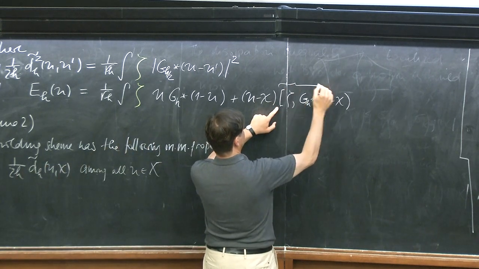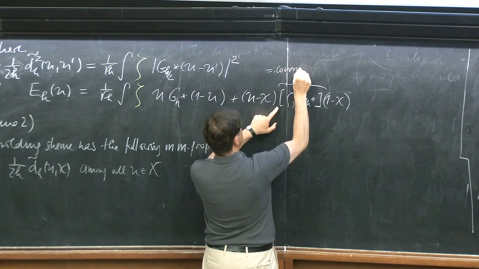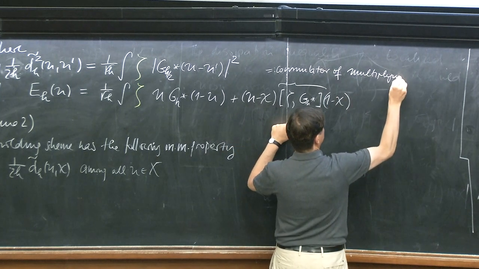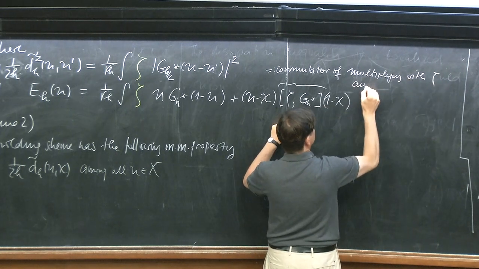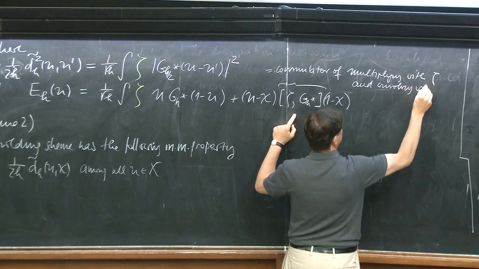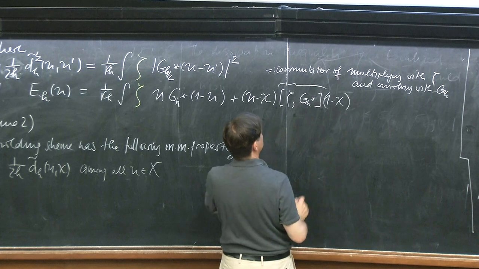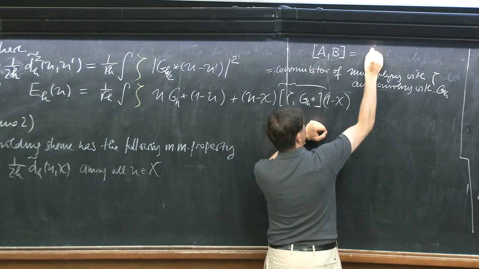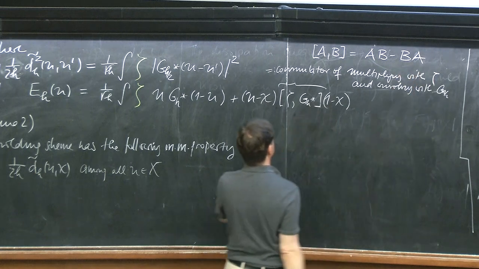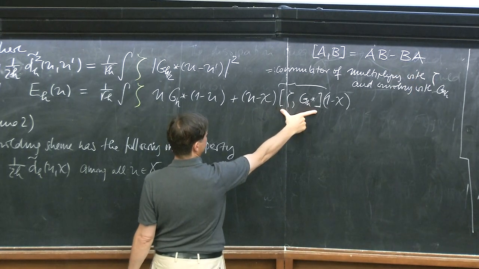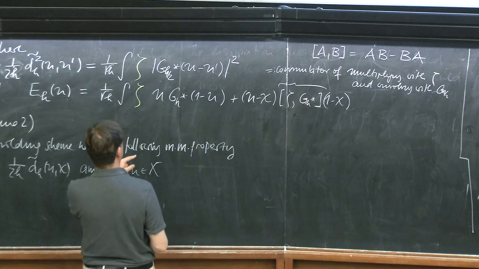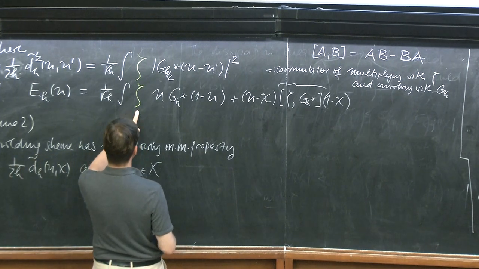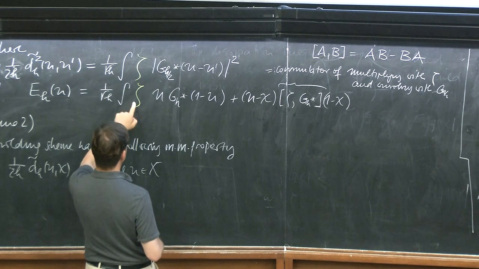So this is, as I said in words, the commutator of multiplying with zeta and convolving with g_h over 2, and it acts on what's coming here. So in general, the notation, I think many of you will be familiar with this. If you have two operators, this here is AB minus BA. And clearly, if zeta happened to be a constant function, then this term wouldn't be there. So we would end up with the old functional if zeta were constant. So that's the price to pay for smuggling in the localizing function here.